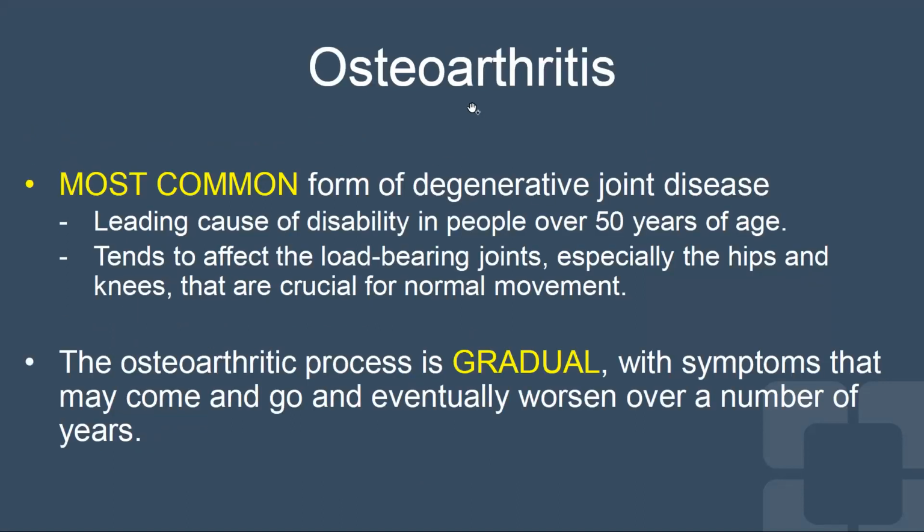Okay, so osteoarthritis, the most common form of degenerative joint disease. It's a leading cause of disability in people over 50. It tends to affect the load-bearing joints. So hips and knees are probably the most common that we see, and those are very crucial for your movement. So the osteoarthritic process is very gradual, with symptoms that may come and go and eventually worsen over a number of years.